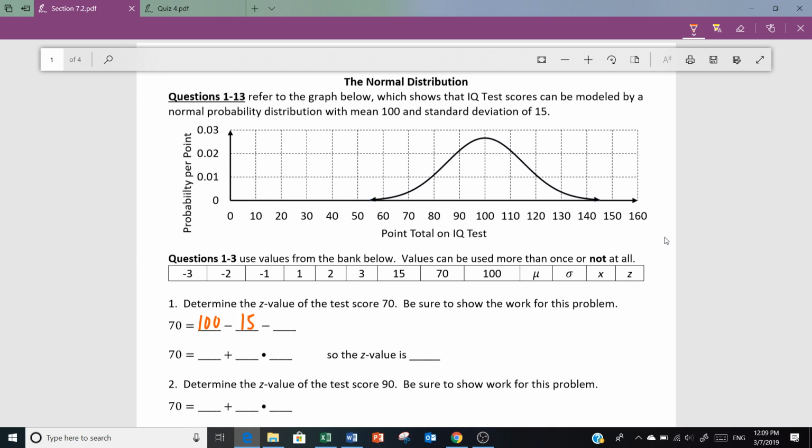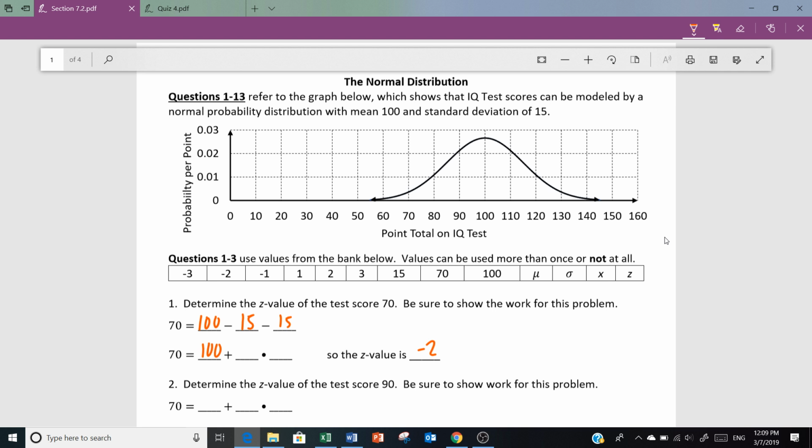But do we just take one standard deviation away from 100? No. We have to take another 15 away from 100. So how many standard deviations did we take away? 2, or -2. Another way to say that is we took 100 and we added how many standard deviations? -2 standard deviations. The reason we're putting it into this formula is because it's going to help us calculate the z-value formula.